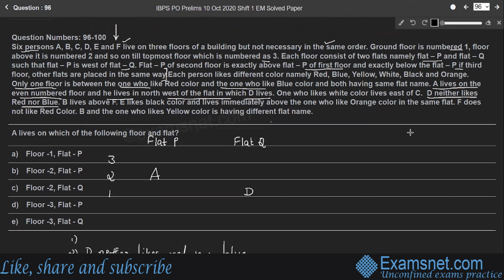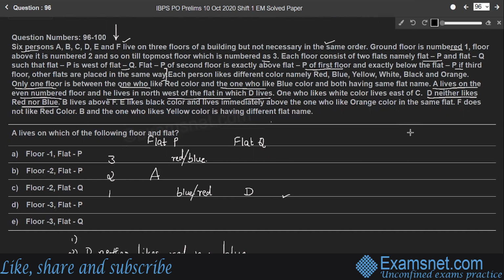And one who likes red color should be either the one who lives on first floor in flat P or on the third floor in flat P, right? Or in the second case, one who likes red color either lives on third floor or lives on first floor because D doesn't like red or blue, right? Therefore, we cannot consider flat Q here, right?